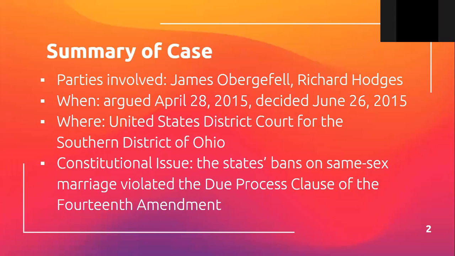The case was argued on April 28th, 2015, and the decision was made on June 26th, 2015. The case was held at the United States District Court for the Southern District of Ohio, and the constitutional issue involved was whether the states' bans on same-sex marriage violated the Due Process Clause of the 14th Amendment. This clause, found in Section 1 of the 14th Amendment, guarantees the right to marry as one of the fundamental liberties it protects, and that analysis applies to same-sex couples in the same manner as it does to opposite-sex couples. The states denied same-sex couples the right to marry, as well as having their marriages lawfully performed in another state.